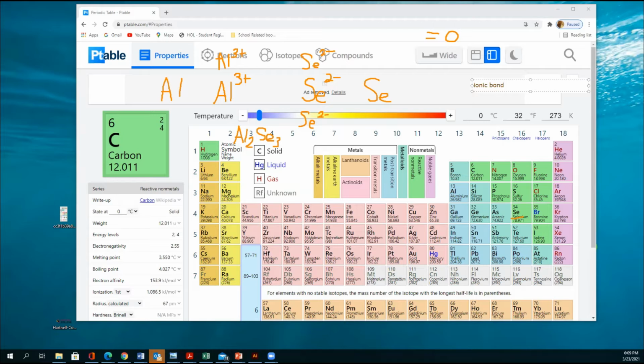Ionic bonds are strong. As long as there's no water around, they're going to stay together, right? It's going to be very strong. It's going to be solids. They're really, really strong, so they're almost always solids.